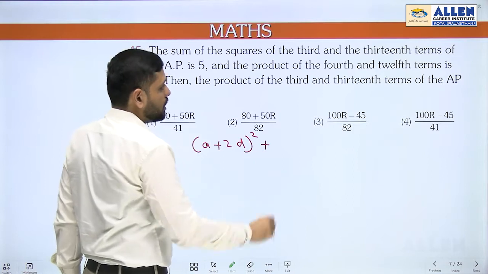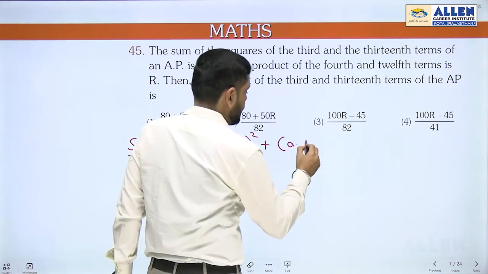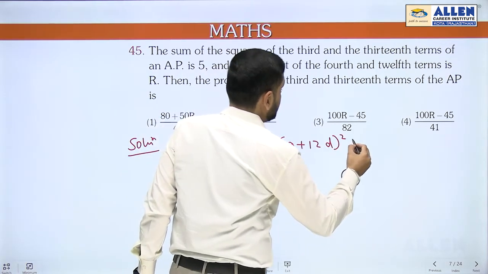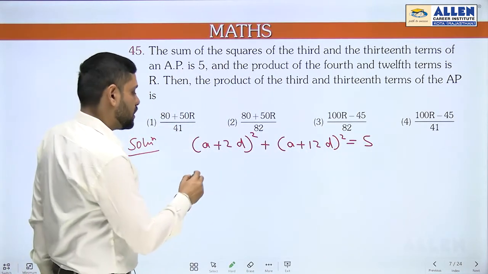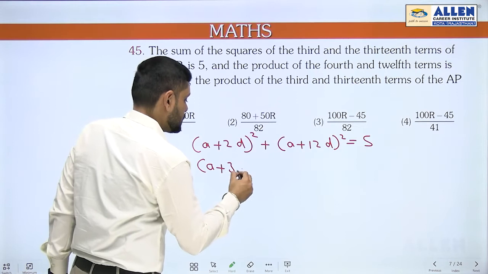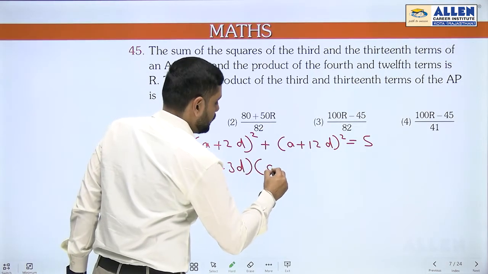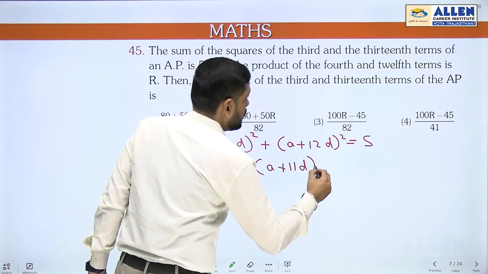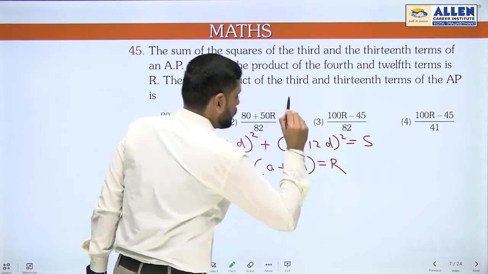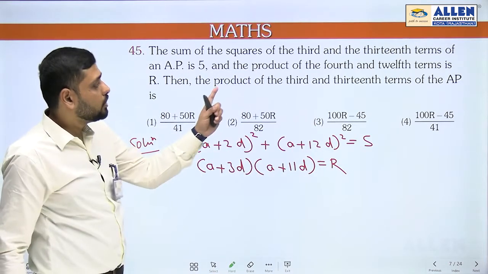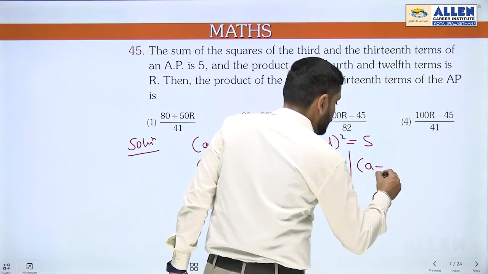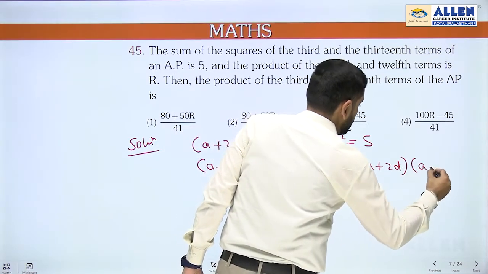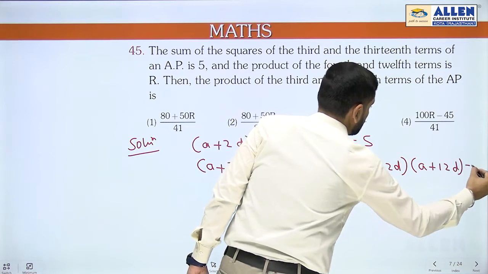So we have done the square of this term, and the 13th term, that is a plus 12d, equal to 5, and the product of the 4th and 12th term. The 4th term is a plus 3d and the 12th term is a plus 11d. The product of these two terms will be r, right? Then the product of the 3rd and 13th term. So we need to find the product of the 3rd and 13th term, right?